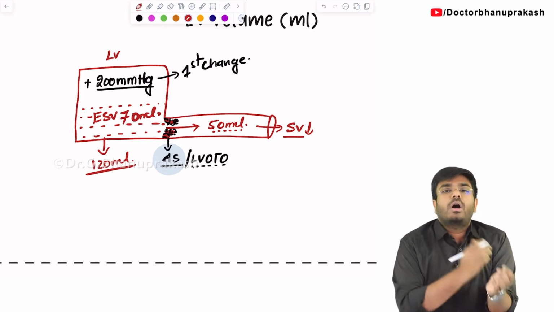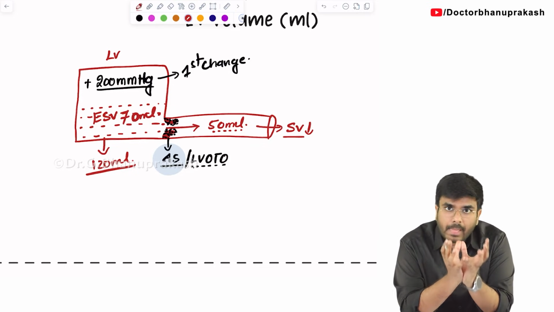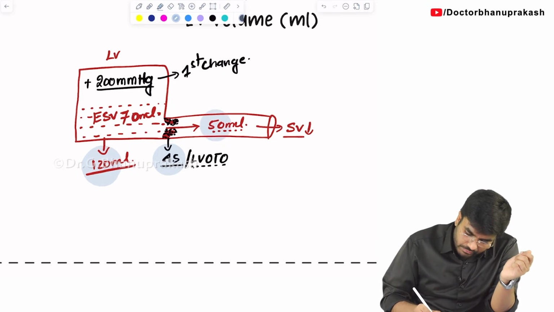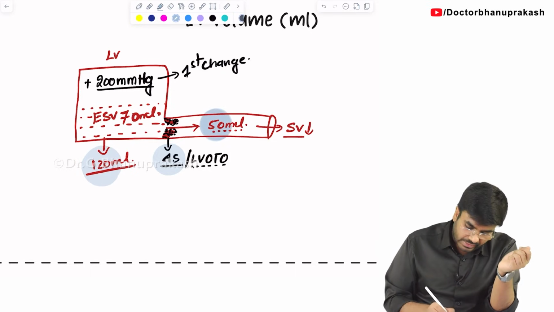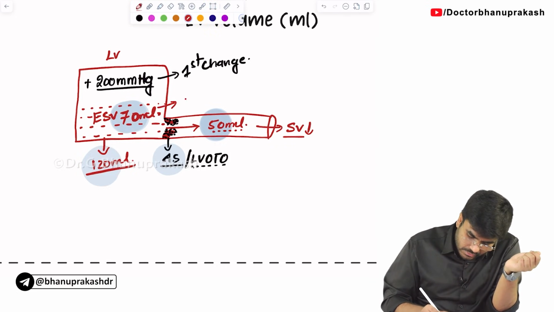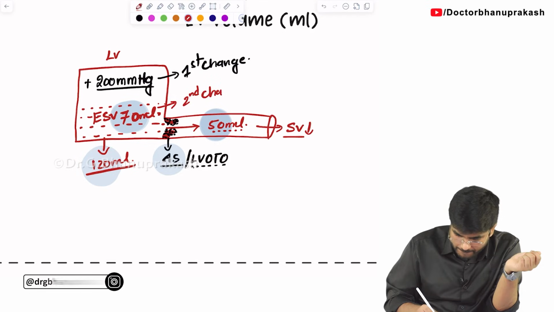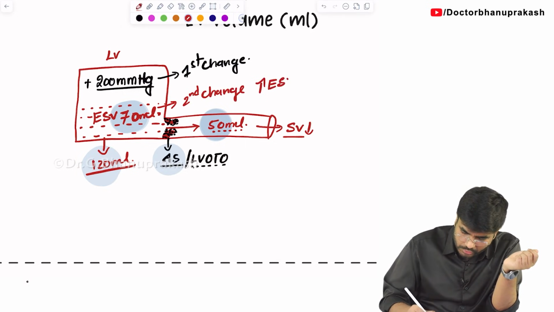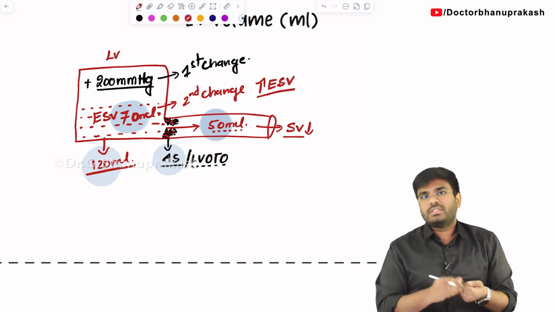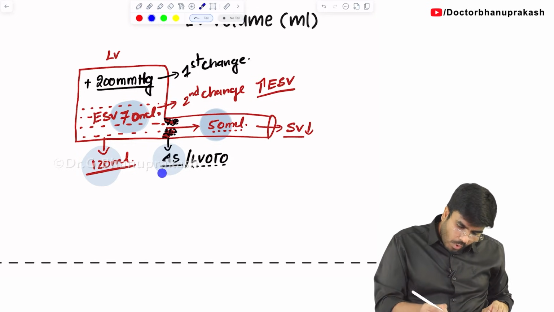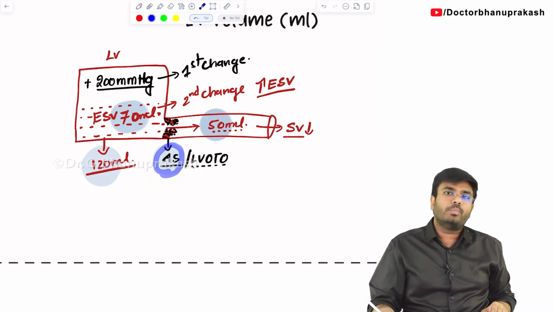Out of 120, how much is actually going? Out of this 120, 50 ml is going. So 70 ml is left over. So this is the second change. What is the second change? There is increased end systolic volume. These are the two changes. So now tell me, in a patient with aortic stenosis, what happens to the left ventricular pressure volume loop?